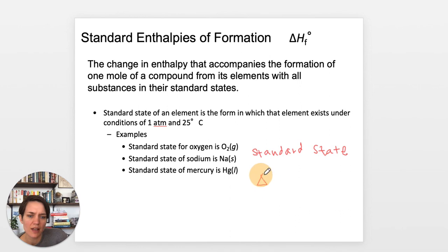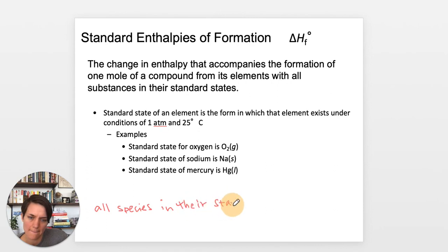And so we're going to use the enthalpy of formation in order to figure out what an enthalpy change is of a chemical reaction. And what that requires is examining what the enthalpy of formation is for each of the individual species that are engaged in that reaction. So what's important is that all species in their standard state have an enthalpy of formation of 0, which makes sense.